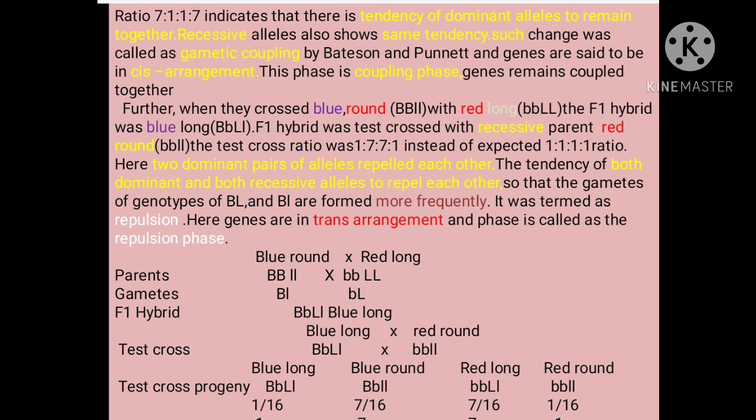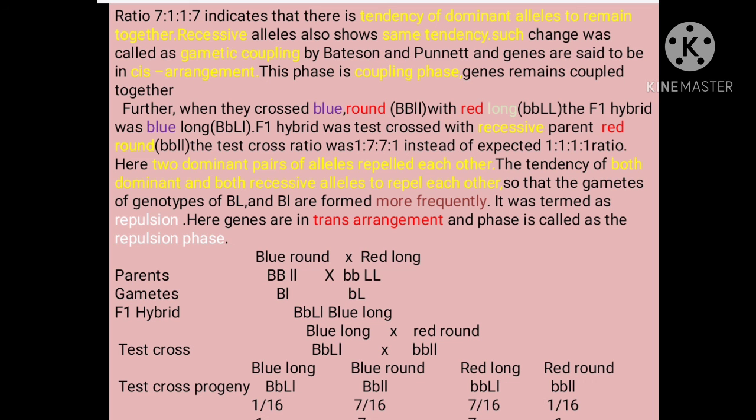Further, when the blue round, that means capital B, small l, is crossed with a red long, that means small b, capital L, the F1 hybrid was a blue long, that means capital B, small b, capital L, small l. The F1 hybrid was test crossed with a recessive parent, that means the red round, small b, small b, small l, small l. The test cross ratio was 1 to 7 to 7 to 1 instead of the expected 1 to 1 to 1 to 1 ratio.